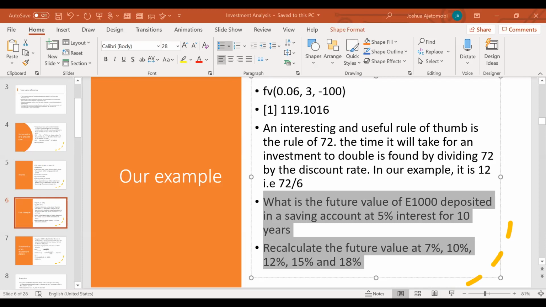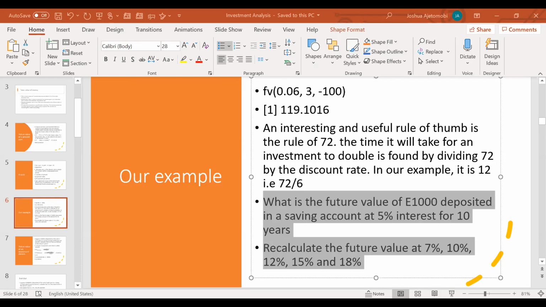If I have to get the one for, say, is it 7 or 5, Jan? On 5%, I have 1628.90. Yes, right. For 10%, I got 2593. For 7%, it's 1967.15. Yeah, that's good. For 10%, what did you get? 2593.74. Yeah, that's great. So I also got the same.